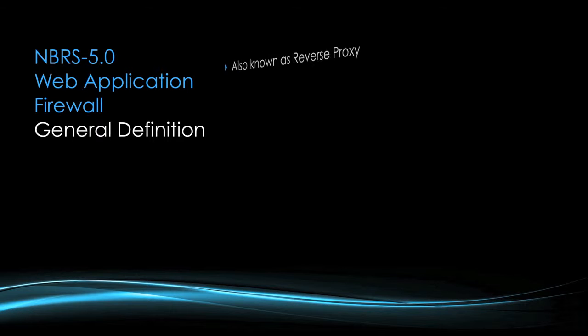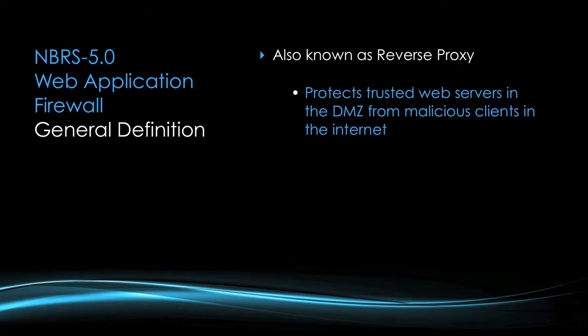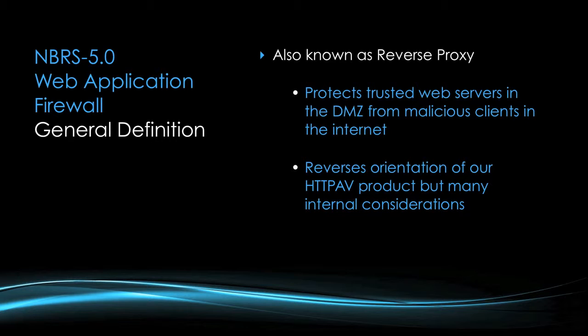It's also known as a reverse proxy. A normal network proxy will protect trusted clients on the LAN from malicious web servers on the internet. A reverse web proxy protects trusted web servers in the DMZ from malicious clients on the internet. So this reverses the orientation of our normal HTTP proxy product and leads to very many internal considerations.